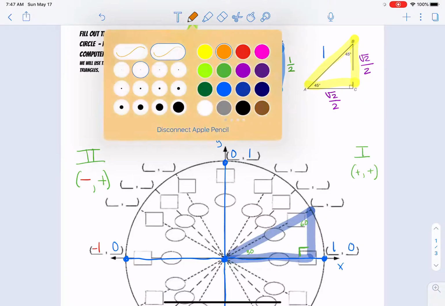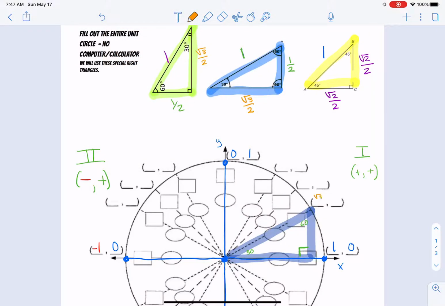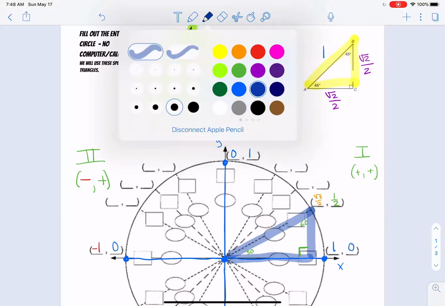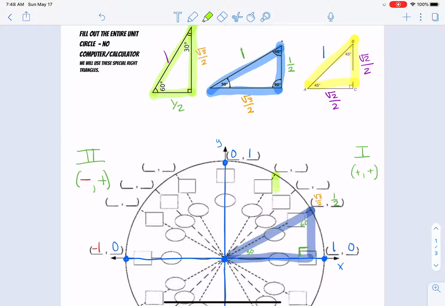So my x value here is going to be square root 3 over 2. All right, what about my height, my vertical distance here? My vertical distance here is going to be the short leg. This is going to be a distance of 1/2.